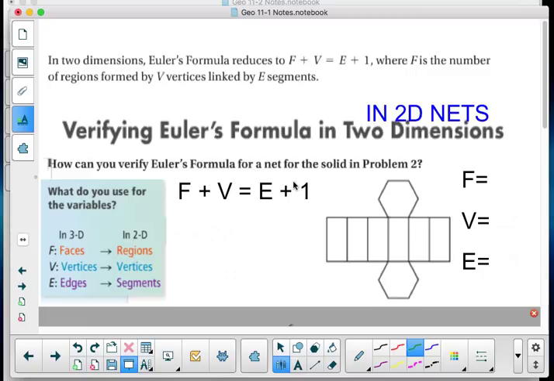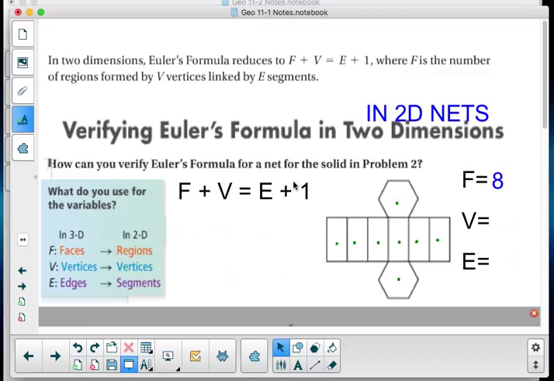So if I go for faces, I've got 1, 2, 3, 4, 5, 6, 7, 8. So I'm going to have 8 faces. And then if I'm talking about vertices, I've got 1, 2, 3, 4, 5, 6, 7, 8, 9, 10, 11. So there's going to be 22, because there's 11 more. So my vertices will be 22.